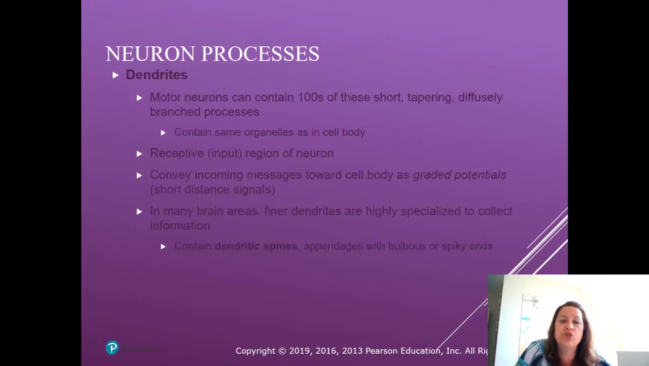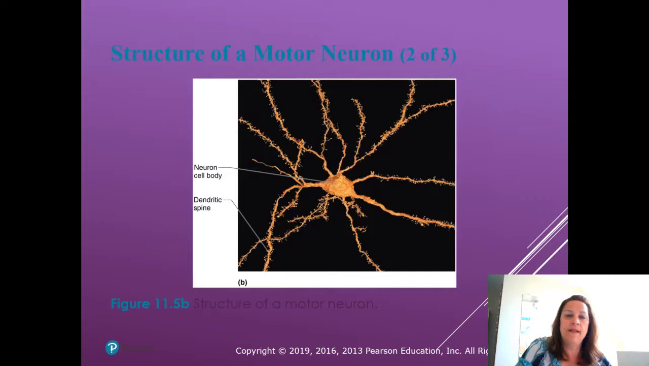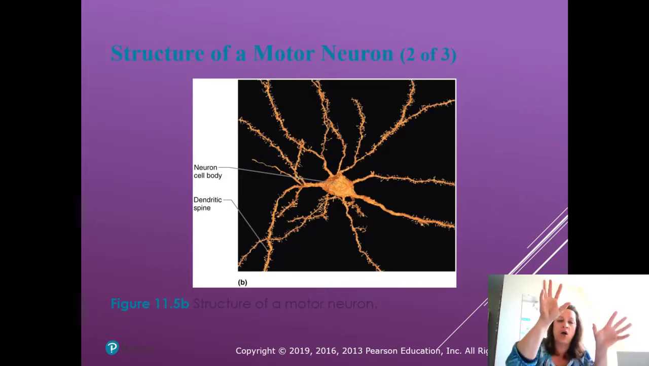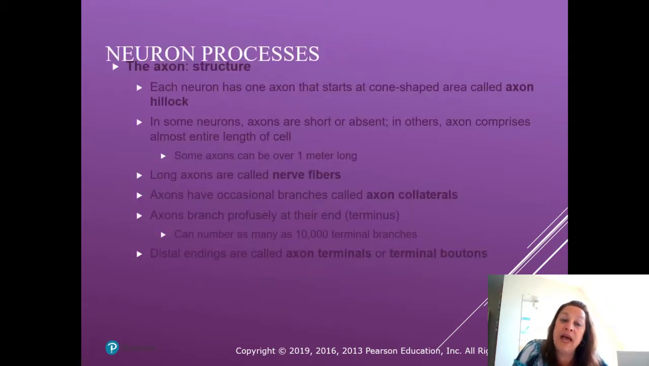So a dendrite, short process, cell bodies can have hundreds of these. They're receptive, they're the input region, right? And they're going to collect the sensory information. Right, this is a picture of a dendritic spine, a cell body, and you can see all of those feeding into that cell body.